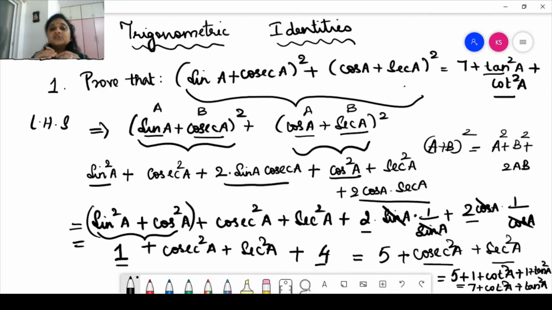So how did we do this? We applied the trigonometric identities that we know and the algebraic identities to expand it. And then we tried to convert the reciprocal ratios into the form of sine and cosine ratio. Correct. So these are your tips. Always remember this when you solve such problems.